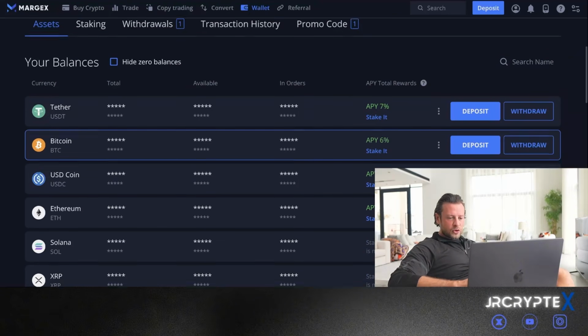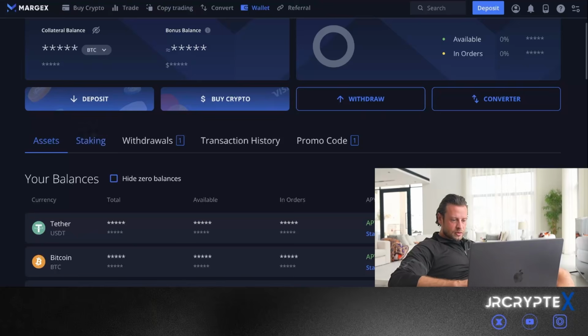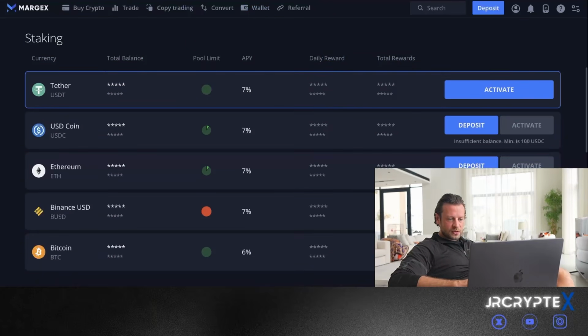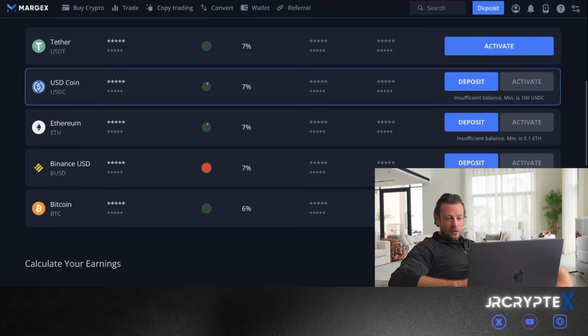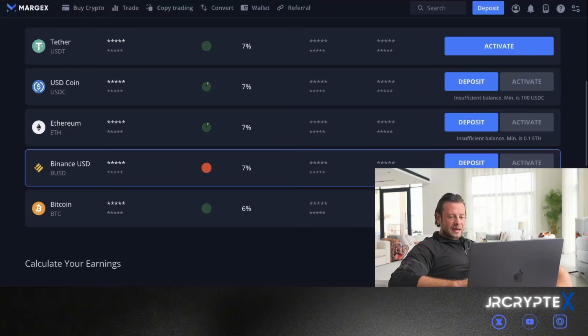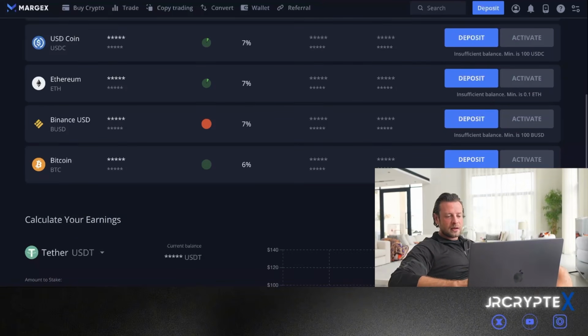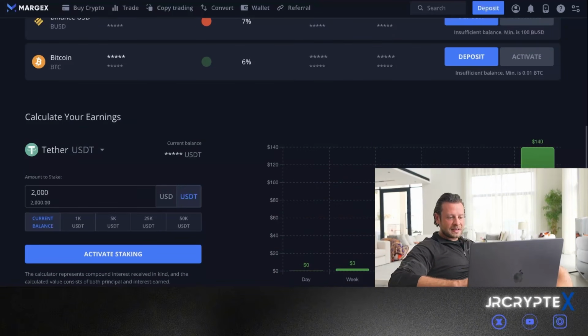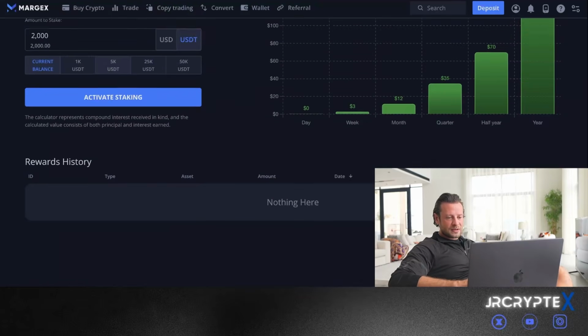And then you've got your staking options as well. Let's go on to staking. So for instance, USDT, you get 7%. So for example, basic maths, you put in $100,000, you're staking it, you'll get $7,000 over the year. USD Coin, USDC, sorry, 7%, Ethereum 7%, Binance USD 7%, and Bitcoin, you'll get 6%. And then you can basically calculate your earnings through the staking there.